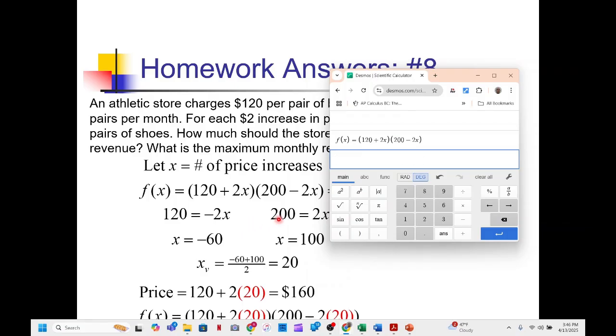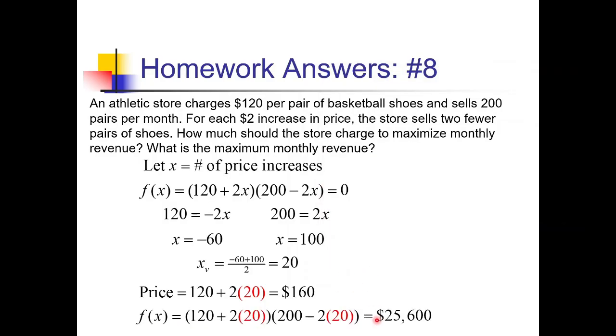Let me make a new entry now, and I'm just going to put in f of 20, and then that gives us 25,600. So that is our revenue when we have maximized it.